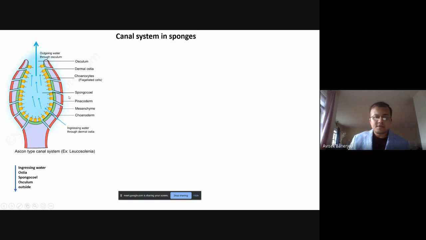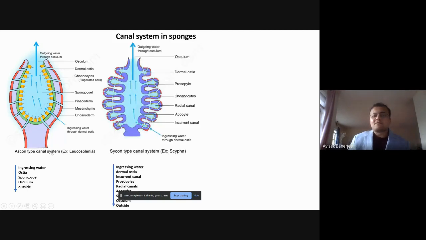So the water comes from outside, goes inside through these pores called ostia, and it reaches the spongocoel, but this is not a coelom. Okay, this is just a space inside the body cavity. It is not formed between the mesodermal layers. So this is not a coelom. This is spongocoel. These are very primitive organisms. And the water goes out through the osculum. Such a type of canal system is called asconoid.